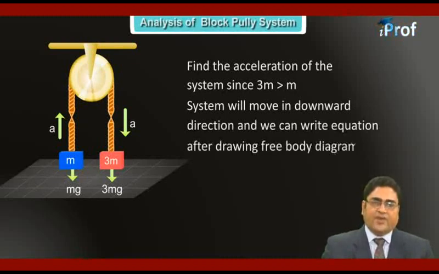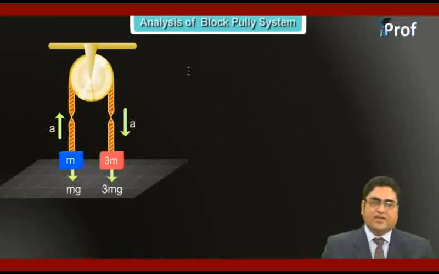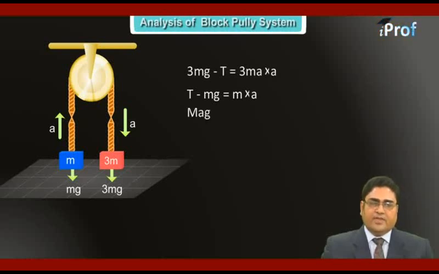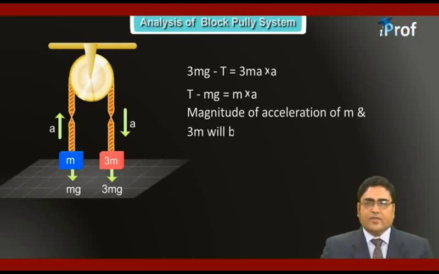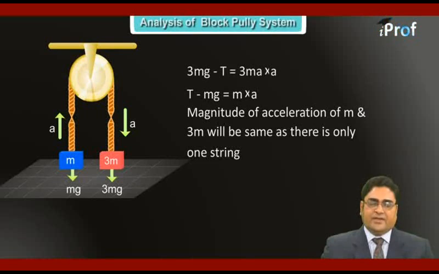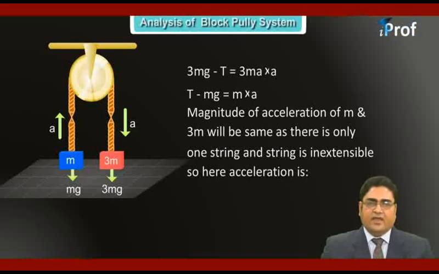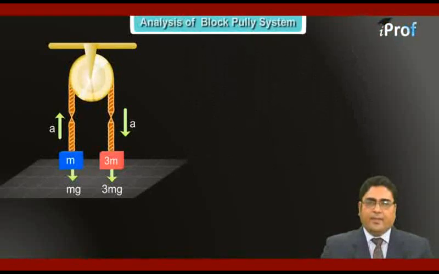and we can write equations after drawing free body diagrams like this: 3mg minus T equal to 3m into a, T minus mg equal to m into a. The magnitude of acceleration of m and 3m will be same because there is only one string and string is inextensible. So here acceleration is 2mg upon 4m, that is g by 2.